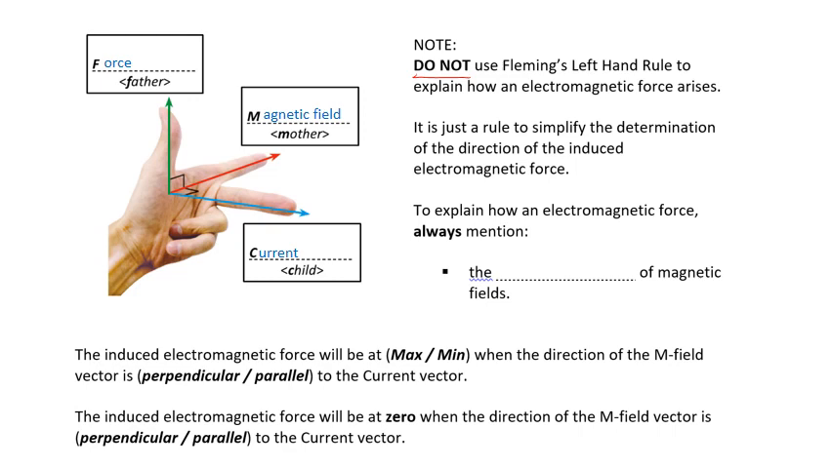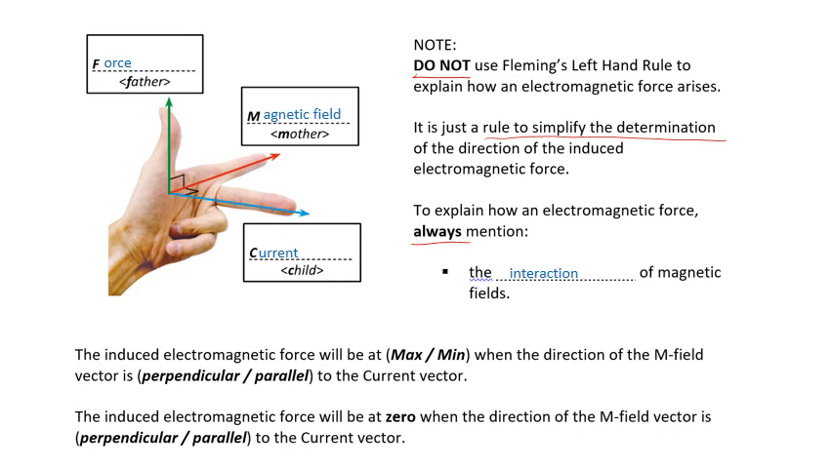Fleming's left hand rule is really just a rule to help you determine the direction of the induced electromagnetic force. If you really want to explain how an electromagnetic force is being induced, and I always say this, it is important you mention the interaction of the magnetic fields between the wire as well as the permanent magnet. This one is just a little bit of extra, but it's good to know.